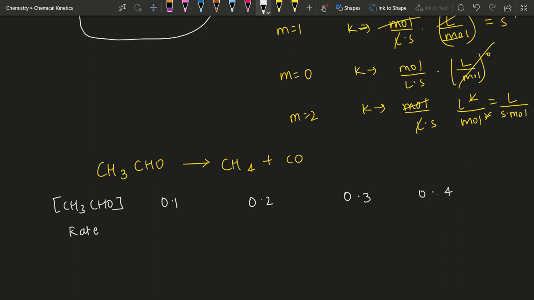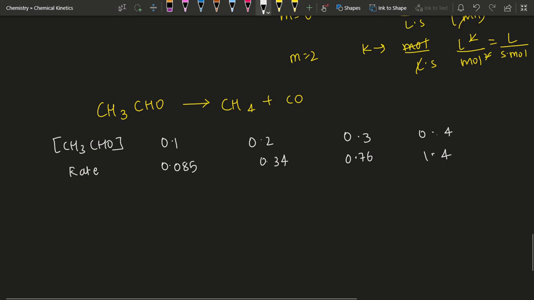So now you have 0.085 for the rate, 0.34 here. If the concentration is 0.2 molar, you have 0.76 if the concentration is 0.3 molar, and similarly you have 1.4 here. Now, if you carefully look at it, the problem here is to find the order of the reaction. So you write rate to be equal to some constant k times CH3CHO to the power, let's take for now, m.